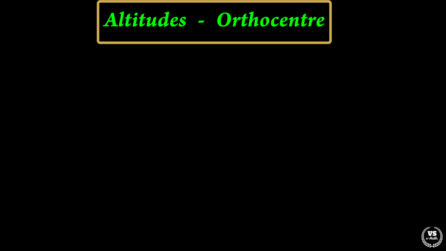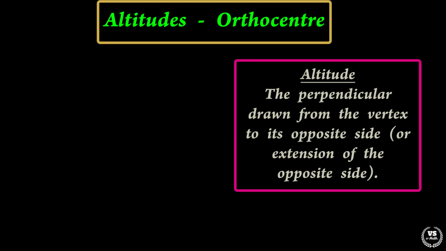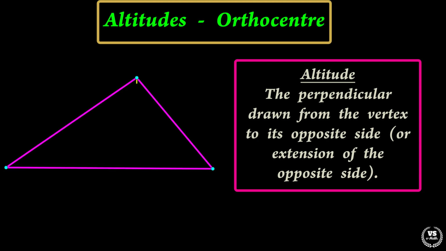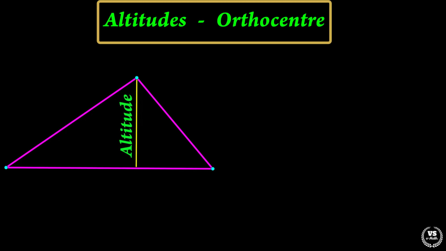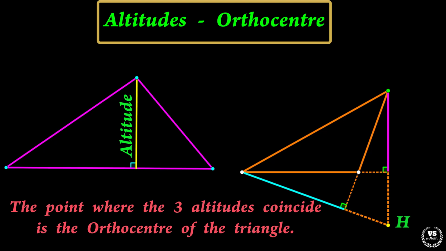Next, let's pass on to altitudes. A perpendicular that is drawn from a vertex to its opposite side or the extension of the opposite side is called an altitude of the triangle. The point where three altitudes coincide is the orthocenter of the triangle. It is denoted by the letter H.